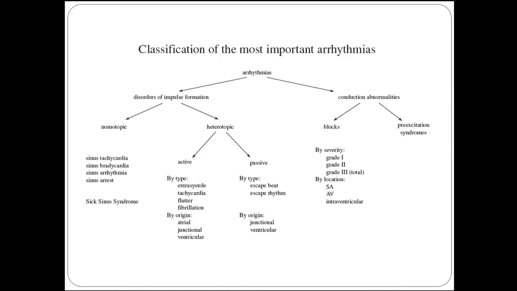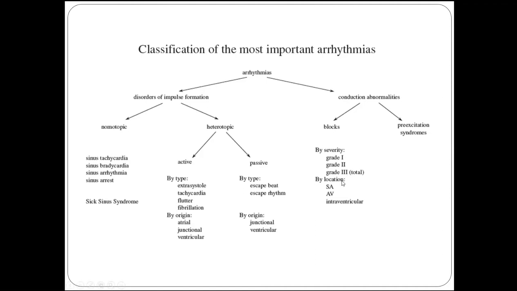That is called a block. Depending on the severity of the block, we grade this severity. The least severe is called grade 1, and the most severe is grade 3. What does it mean? Grade 1 means that every impulse generated gets to the other area, but slower, so the conduction is slowed. Grade 2 means that the conduction is worsening because there are some unconducted beats. And in grade 3, the severe one, there is no connection between these two areas of the heart. This is the third degree block.